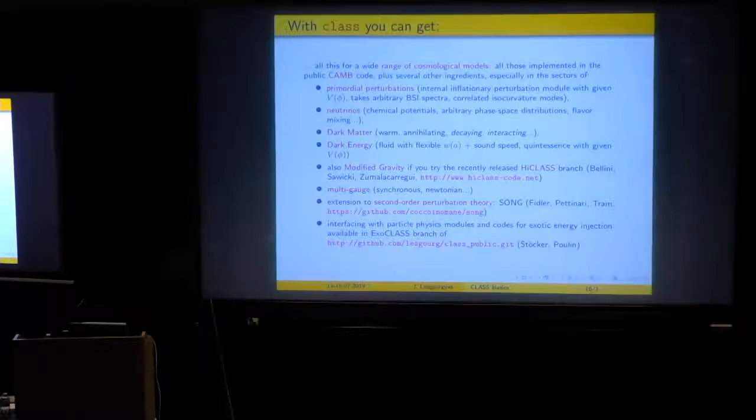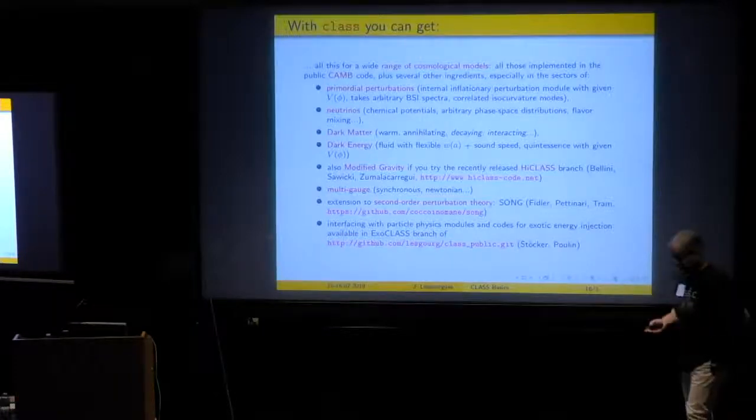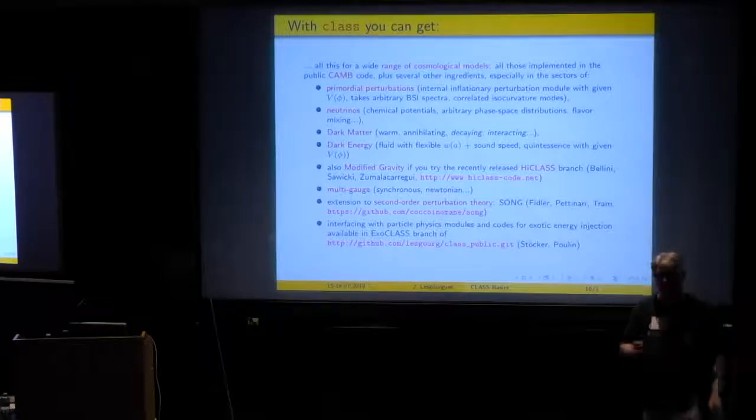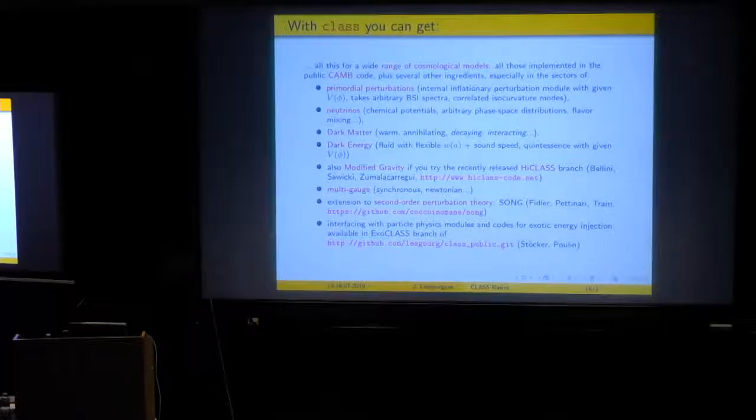Another feature of class, which I think is really different from CAMB, is that it's multi-gauge. By default, you get it with a synchronous and Newtonian version of the perturbation equations. Everything is coded in such a way that if you want to add your third or fourth favorite gauge, it's very easy. Many people are using the Poisson gauge or the N-body gauge. We decided that we would release one of them soon because the modification already exists.